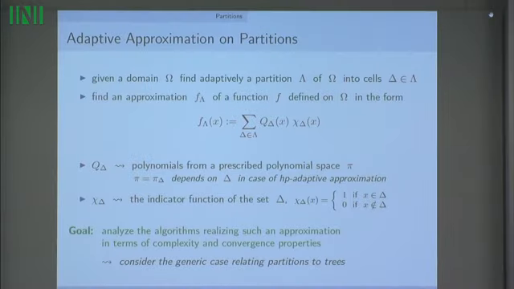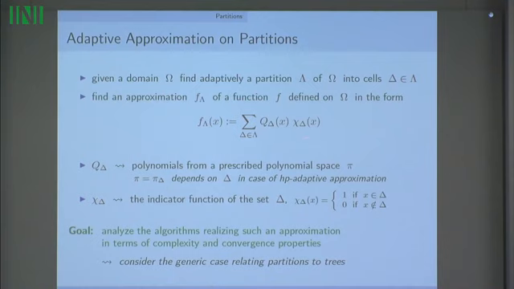talk? It's about adaptive approximations on partitions and some ways to generalize it for high dimensions. So I'll claim some results which are usually considered for low dimensions, but there is a way to go for high dimensions.